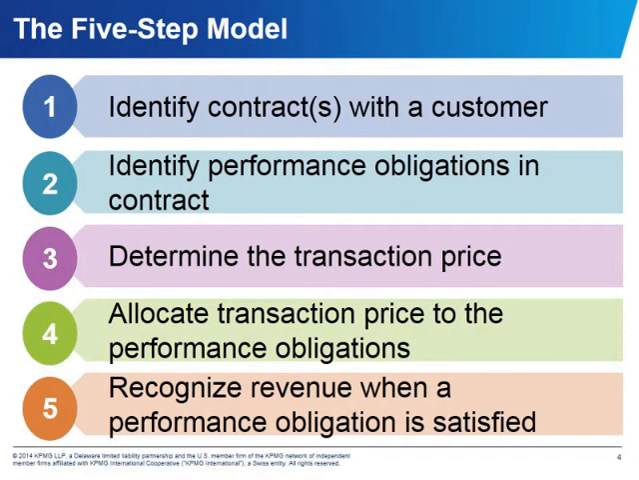These 5 steps are: Step 1, identifying a contract with a customer. Step 2, identifying performance obligations in the contract. Step 3, determine the transaction price. Step 4, allocate the transaction price to the performance obligations. And finally, Step 5, recognize revenue when or as an entity satisfies a performance obligation.